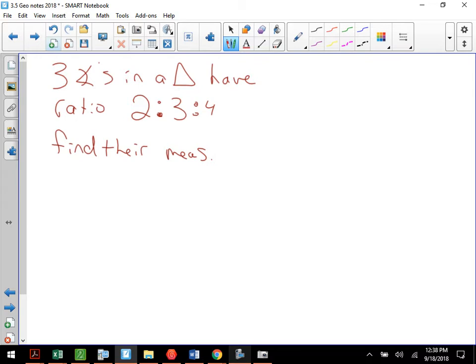A lot of times when you see the word ratio, or an extended ratio, which is another way they sometimes phrase it, that just means there's some common value that each one of those shares. When you don't know what a common value is, what do you give it? A variable, right? You just give it an x. So all this means is 2x plus 3x plus 4x has to add up to equal how much?